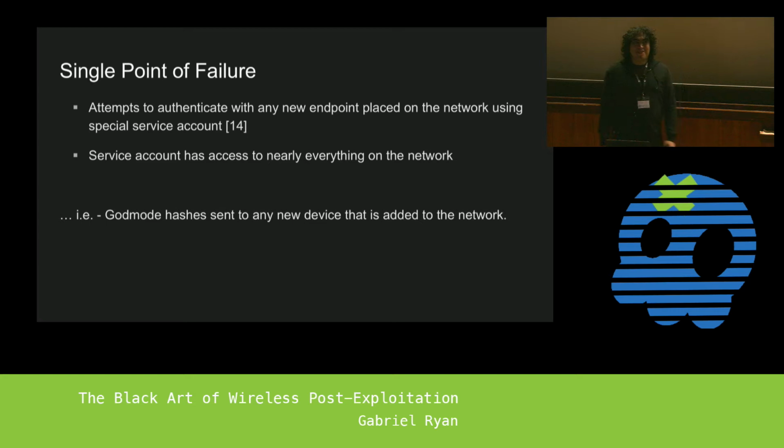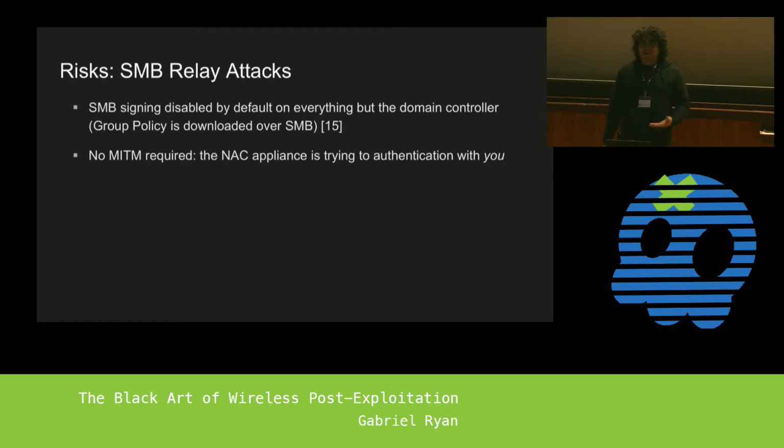This also creates a single point of failure, because you have this device that essentially has really powerful levels of access, often given DA creds for some reason that I cannot fathom. Anytime you add a new endpoint to the network, it's going to try to authenticate with it. And if you look at issues, the first issue that comes to mind is the possibility of performing an SMB relay attack or an NTLM relay attack, where this thing is attempting to authenticate with you over NTLM, so you can just relay this authentication attempt to something else on the network and just start pivoting into literally everything.